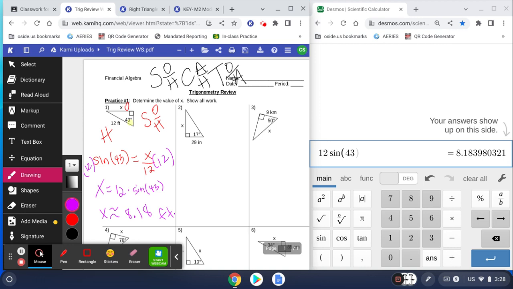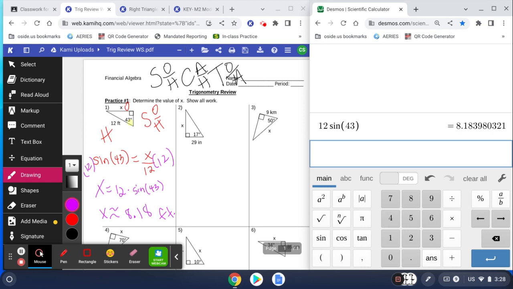All right, pause the video here. Try to guess which trig function is for number 2 and see how far you can get in solving, and then play the video. All right, here we go.